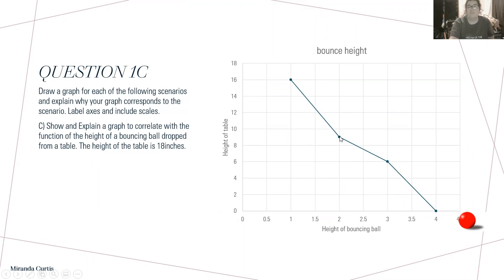And our next spot is where it measured on the table at 9, and then it bounced all the way to the ground again. And then it came up to the table again, and it hit 6, and then went all the way down. And then the ball lost its momentum and just started rolling.